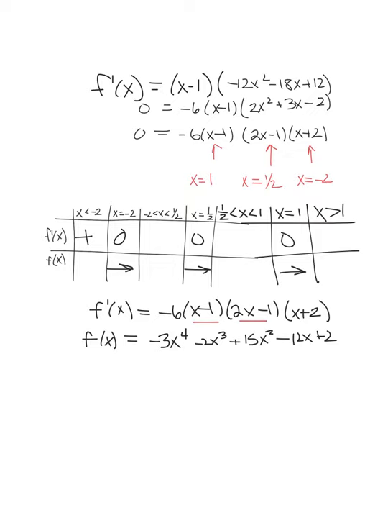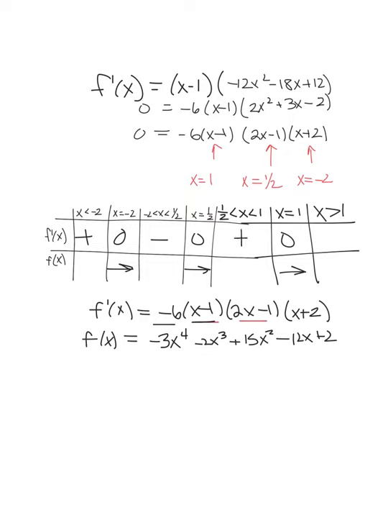So 3 negatives and 1 positive will give me a negative. A value between 1/2 and 1, I'll pick 3/4. I'm going to be getting a negative times 3/4 minus 1 is going to be a negative, times 3/4 times 2 minus 1 is going to give me a positive times a positive. That's going to be a positive overall.